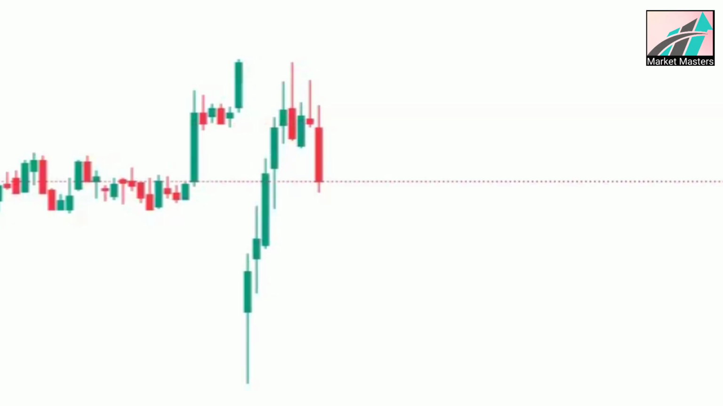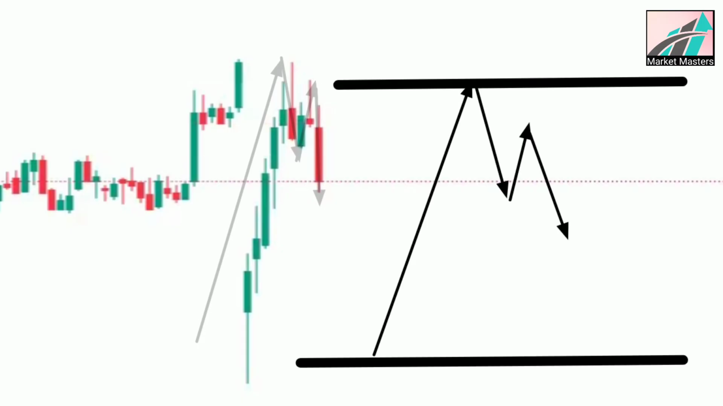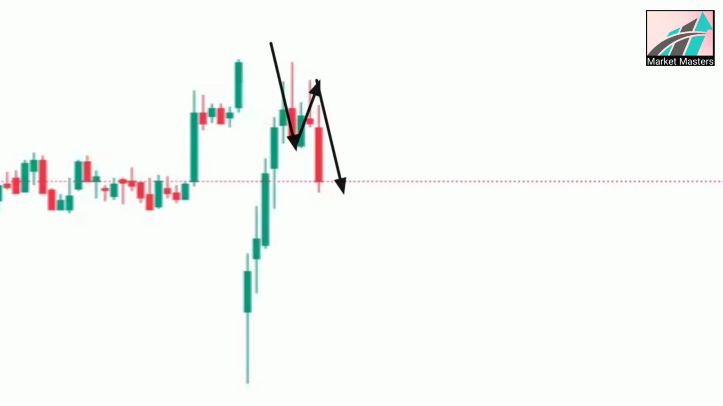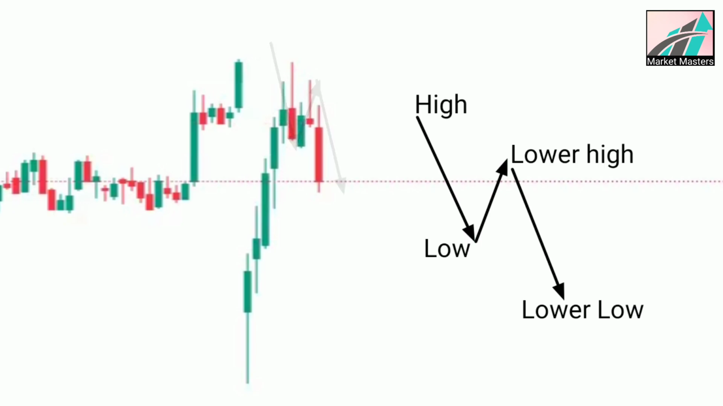Now, we get a big red candle. On a candle by candle basis, it forms a lower high and a lower low, which indicates a short-term downtrend or internal structure downtrend. So we draw a downtrend line. Also, this red candle breaks the previous internal structure low. That means the internal structure itself is now forming a lower high and a lower low pattern.